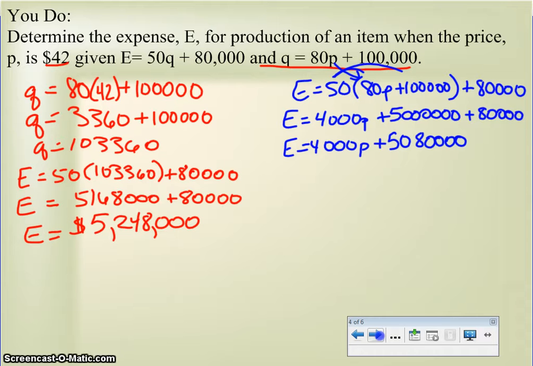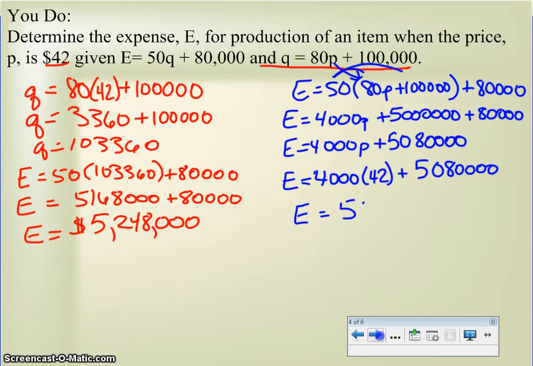And then I'm going to plug in: I've got the 4,000 times the 42 plus the 5 million and 80,000, which then ends up with the 5,248,000, just like I did from the first example. So there shows both examples.